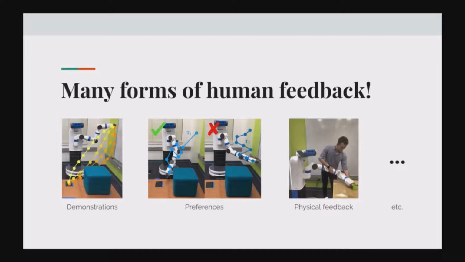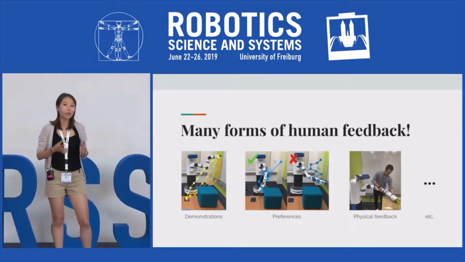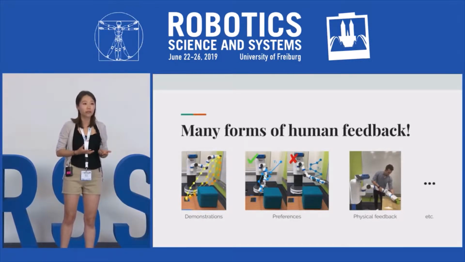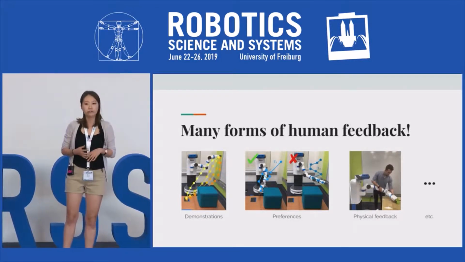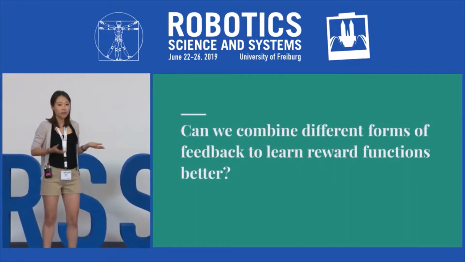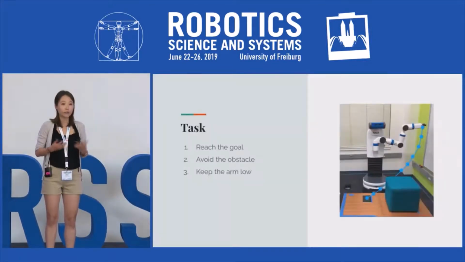So when we learn from humans, there are many forms of feedback we can use, such as demonstrations, preferences, physical feedback, etc. We typically pick one form of feedback and use data generated in that form to learn from humans. However, today, I'm going to focus on how we can specifically learn reward functions. So we asked the question, can we combine different forms of feedback to learn reward functions better?